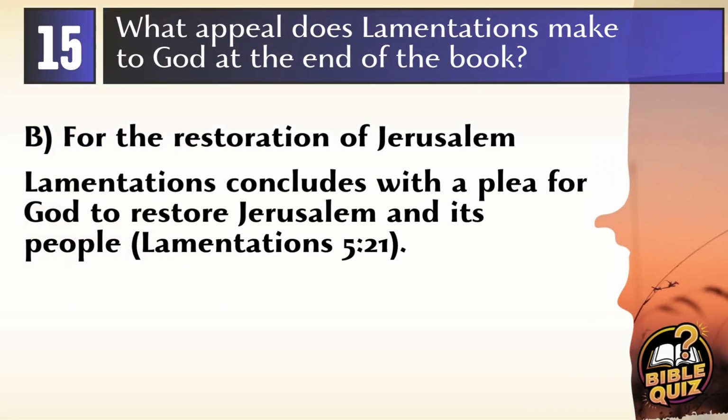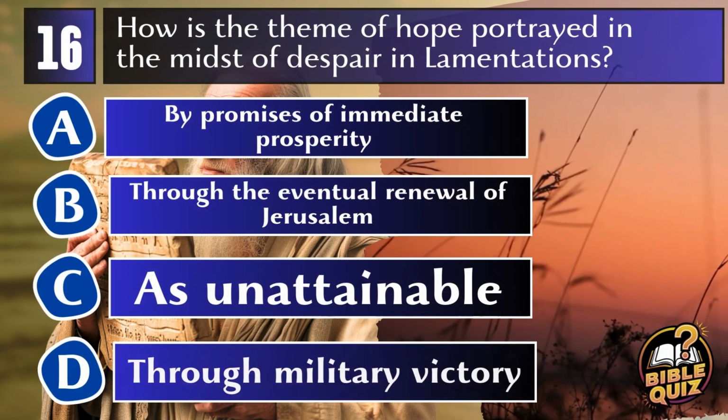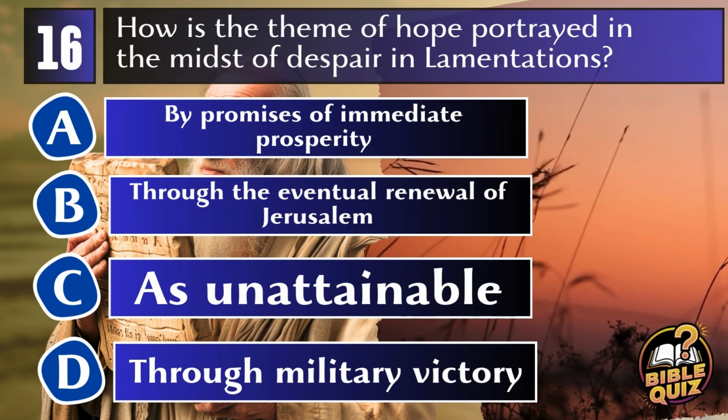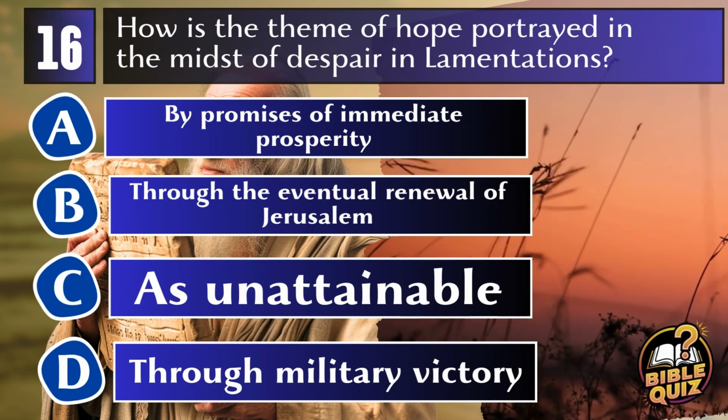Answer B. For the restoration of Jerusalem. At the end of Lamentations, there is a poignant appeal to God for the restoration of Jerusalem, reflecting a hope for renewal and divine compassion despite the city's immense suffering. Lamentations 5:21. Question 16. How is the theme of hope portrayed in the midst of despair in Lamentations?